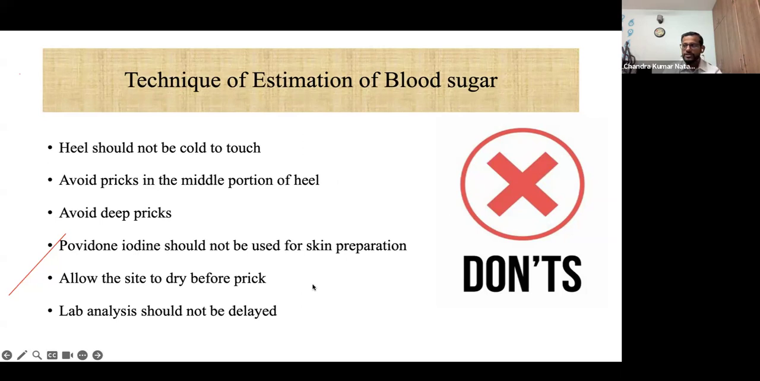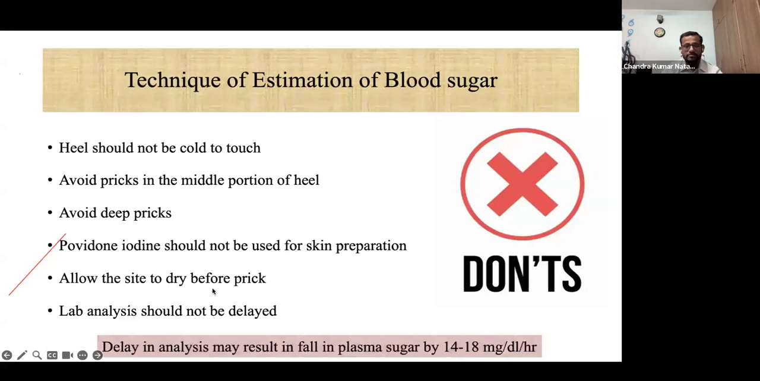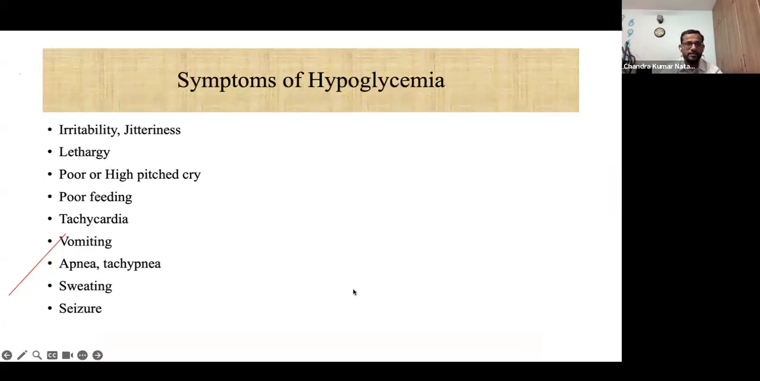And regarding lab analysis, if you find a low blood sugar in this heel prick, you should not delay the lab analysis, because delaying lab analysis may result in a fall in plasma sugar by 14 to 18 milligram per dL per hour. Next, we will come to the clinical aspect of hypoglycemia.